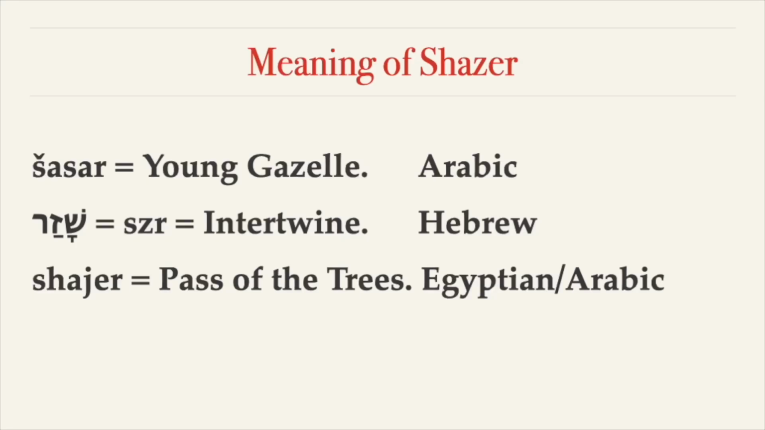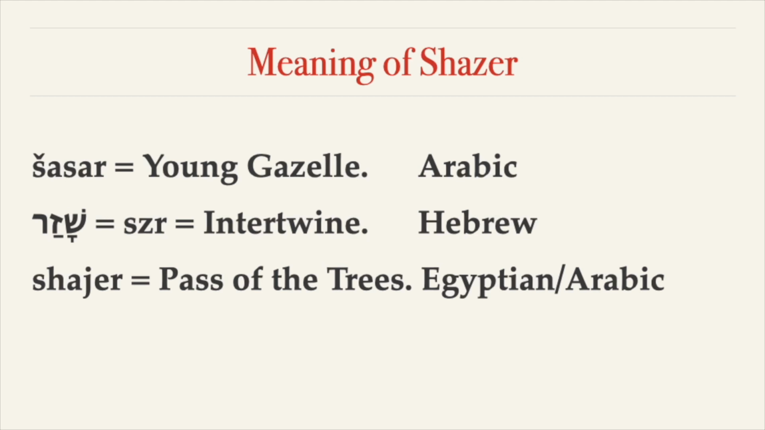What does the name Shazer mean? They called it Shazer, so that might help us. The Arabic form, remember we're looking for SZ or SR because we're looking for things without vowels. Really transliterations of Shazer. So in Arabic we get young gazelle, in Hebrew we get intertwine, and in Egyptian Arabic, Shazer means pass of the trees. So all three of these have been mentioned as possible connections.